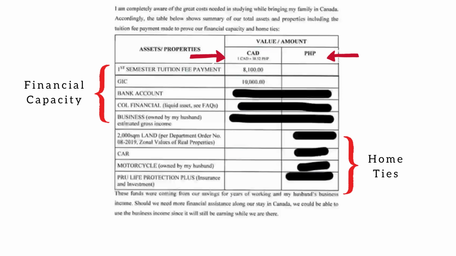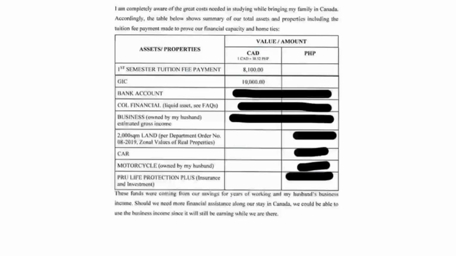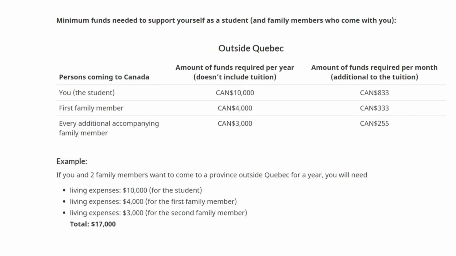You can check the required living expenses per year at the official website of Canada. I will also share the link below so you could easily access it. For example, in our case, my program is for 2 years and a family of 3. The required living expenses per year is 10,000 Canadian dollars for the principal applicant, plus 4,000 Canadian dollars for the first dependent, plus 3,000 Canadian dollars for the second dependent. This totals to 17,000 Canadian dollars per year.